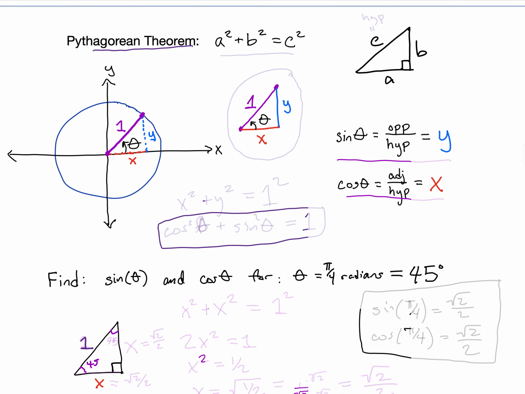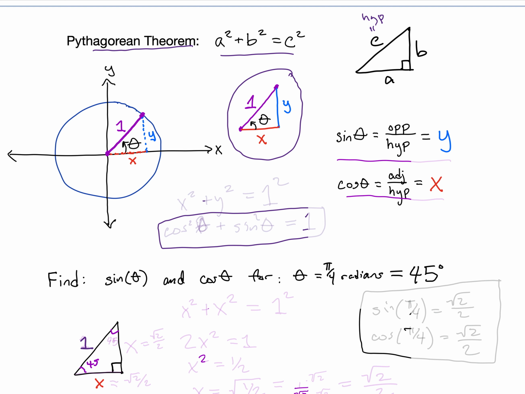theorem. So the Pythagorean theorem tells us that for a right triangle with side lengths A, B, and C, where C is the hypotenuse of the triangle, this formula holds. The sum of the squares of the two smaller side lengths is equal to the square of the larger side length. So let's think about it in context of our unit circle. So we've now got a triangle with side lengths x, y, and 1, where 1 is the hypotenuse.